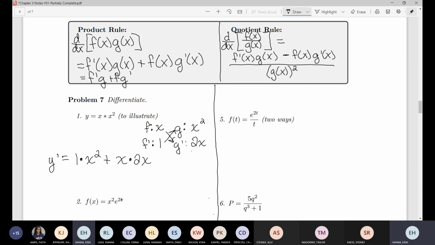Again, in general, you could stop. But let's keep going a little bit in this one. So we would have x squared plus 2x squared, which would be 3x squared, which is what we would expect. Because the original was equal to x cubed, and if we just did a power rule on that, we would have gotten 3x squared. So if you don't trust that the product rule works, it works.